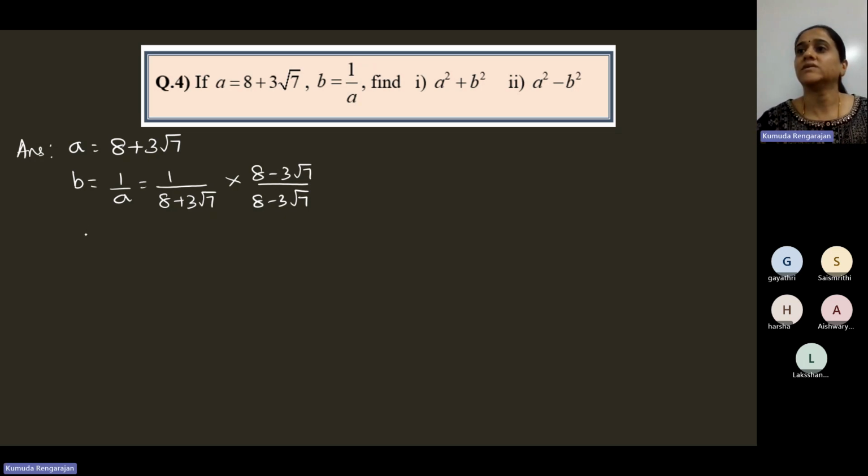What's B? Found B? Online children? What is the expression for B after rationalizing the denominator?